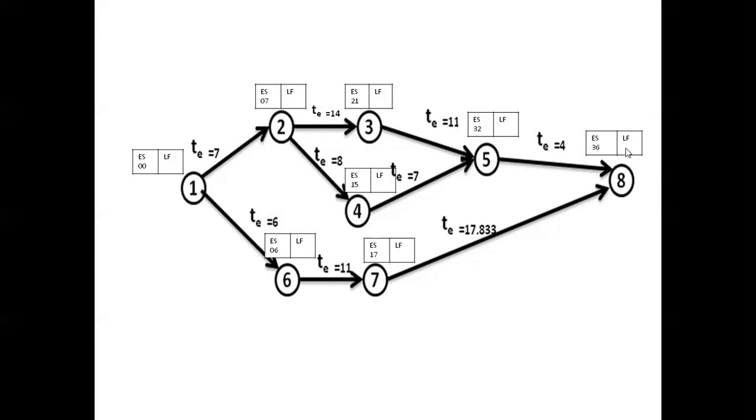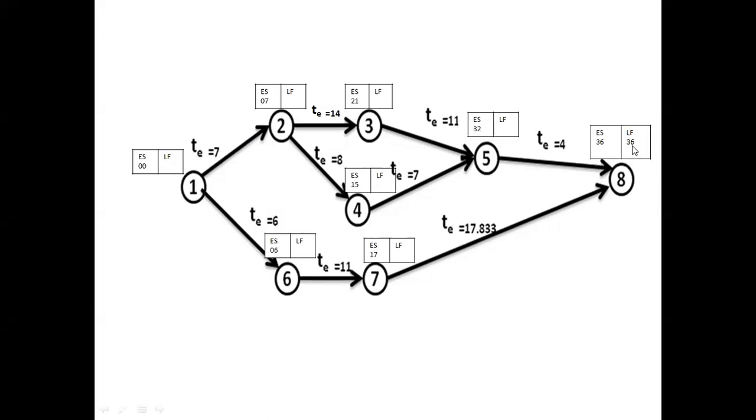Then the same 36 has to be posted under the latest finish time because the latest finish time of this project will become 36. Then after considering this 36 as the latest finish time, the latest finish time for the remaining events is calculated by moving in the reverse direction, that is backward propagation. For this 8 to 7, 36 minus 17.833 will give 18.167. And for 5 to 8, the latest finish time for 3 to 5 and 4 to 5 is 36 minus 4, that is 32.